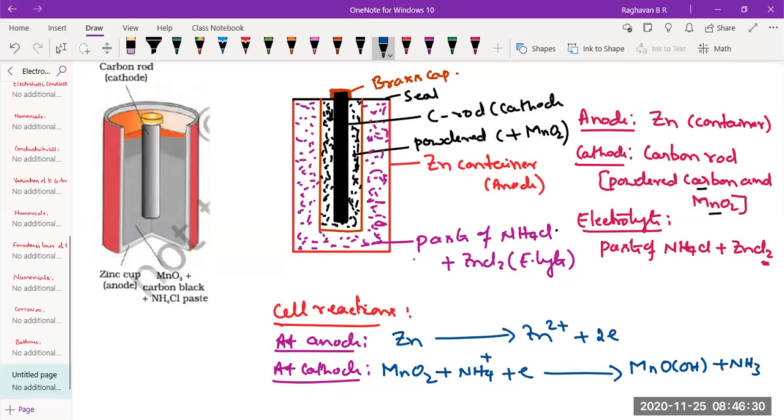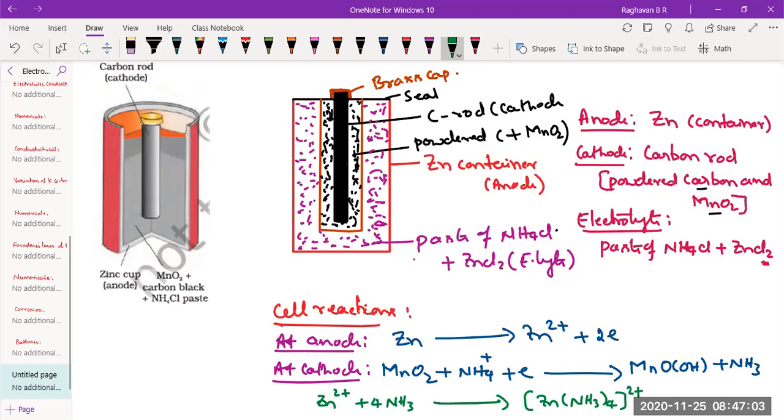The zinc ion, which is formed due to oxidation, combines with ammonia to form a complex. Zn2+ combines with NH3 and forms a complex ion like this: [Zn(NH3)4]2+. And this complex will be there inside the battery. Okay, so these are the overall cell reactions responsible for generation of electric current.